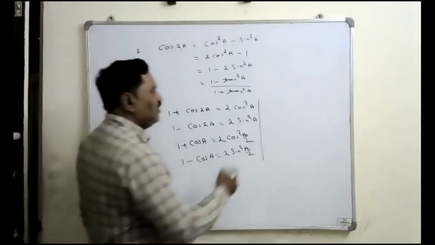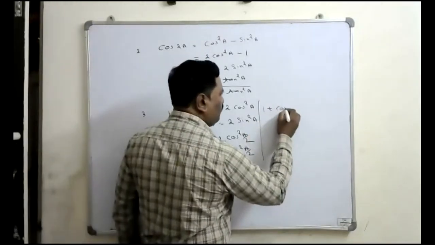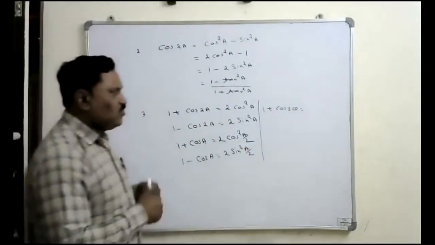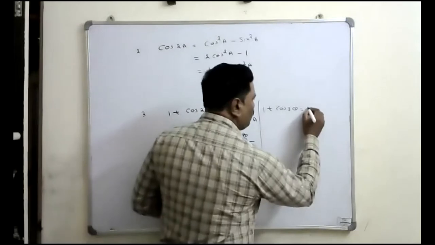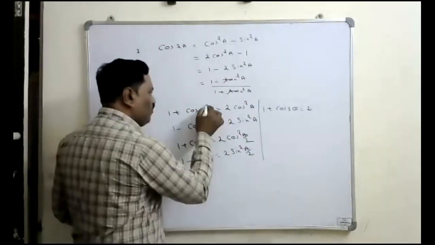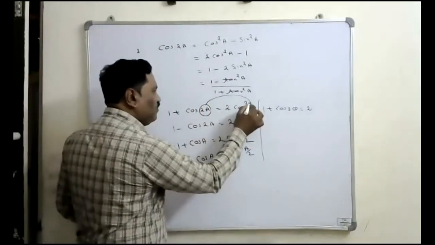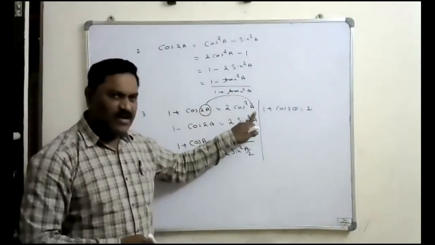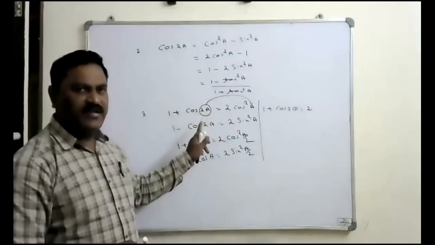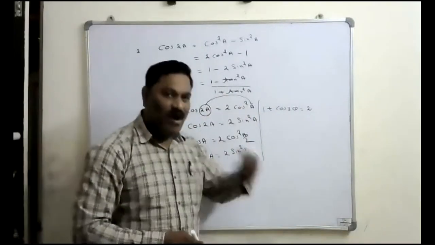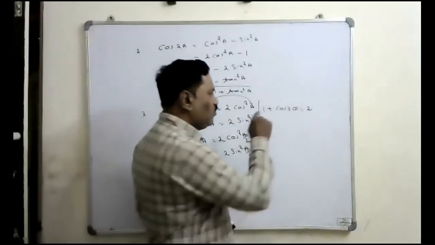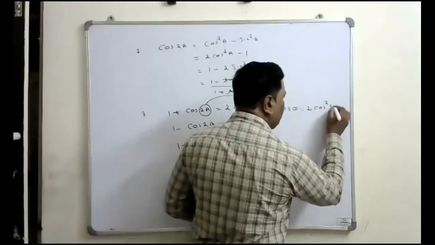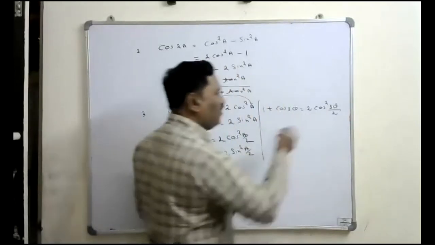So similarly, how do you write 1 plus cos 3 theta? Here also, whatever the angle is, we have to make that angle a half while applying this formula. Here if this is 2A, the angle is A. So 1 plus cos 3 theta, we can write as 2 cos square 3 theta by 2. Like that we can apply that formula.